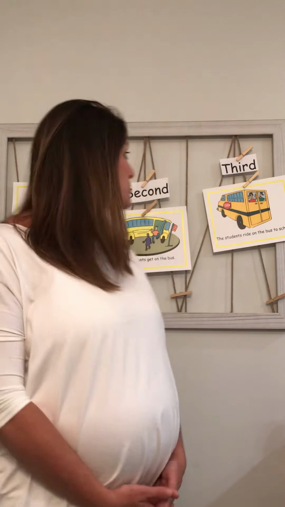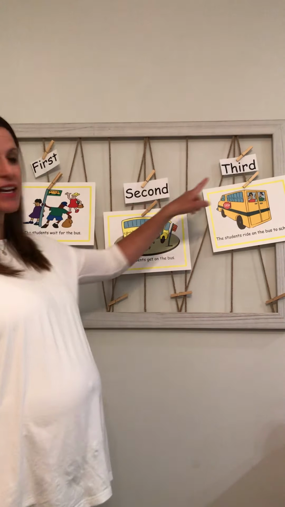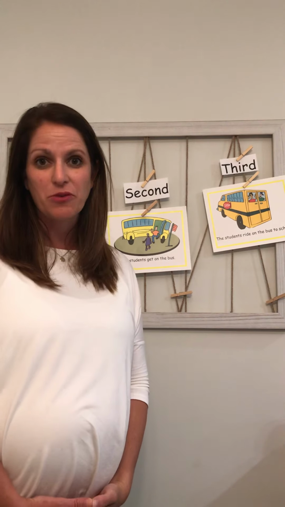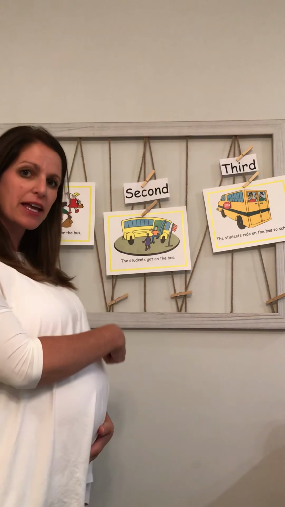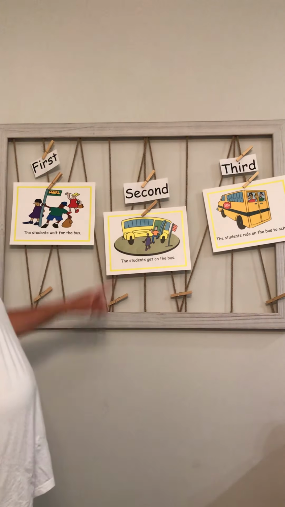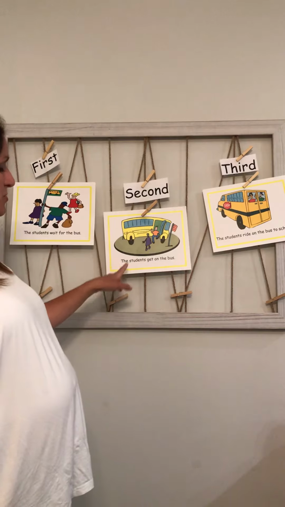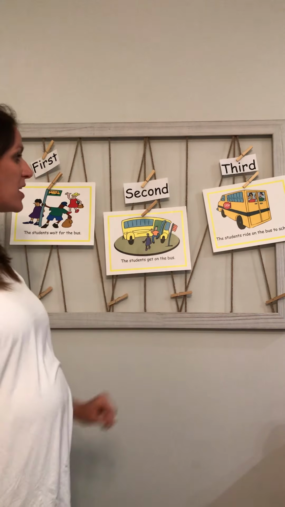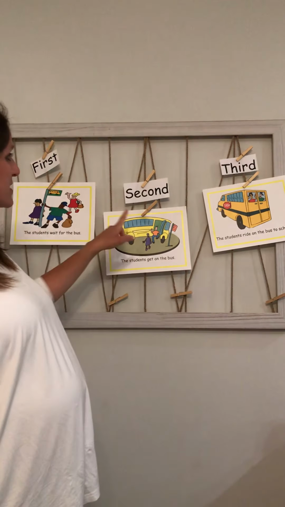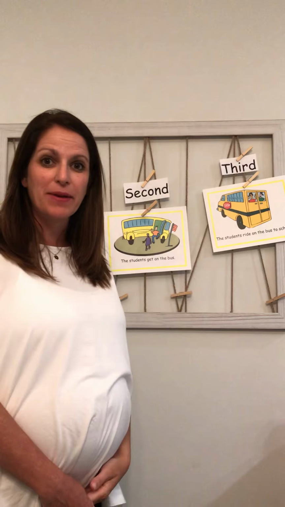And we're going to use the words first, second, and third to put these picture examples in order. So let's take a look at what I already have on my board. First, the students wait for the bus. Second, the students get on the bus. Third, the students ride on the bus to school. So there are my first, second, and third things that are happening in that really short picture story.